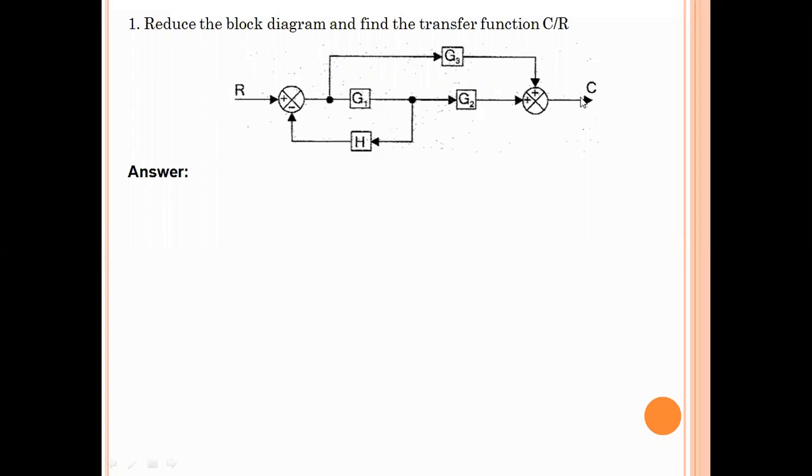These two elements are in the S domain only, functions of S, which means C of S and R of S. Okay, and you can see this example: reduce the block diagram and find the transfer function C by R of this block diagram. So this is the given block diagram, and C is our output, R is our input. So we need to reduce this block diagram and simply obtain the transfer function C by R.